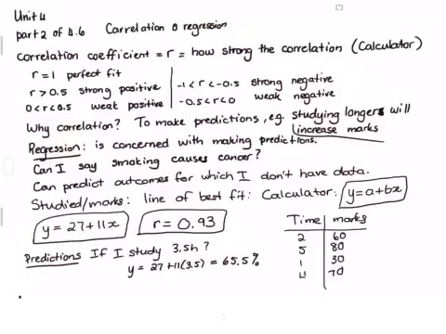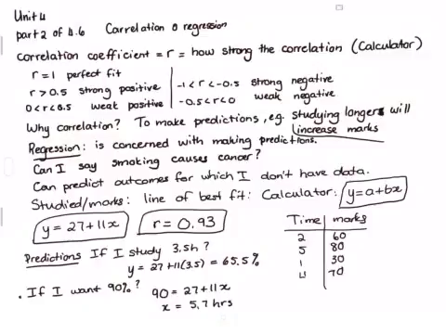We can also do another kind of prediction. What if I say I want to get 90%? Well, then 90 is just my Y value, right? And I solve for X, and it tells me, well, if you study for 5.7 hours, you should hopefully get 90%.